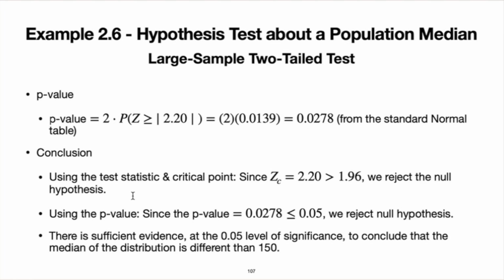All right, so let's state our conclusion. So using the test statistic and the critical point, since z-calc does meet our rejection criteria, since 2.2 is greater than 1.96, we reject the null hypothesis. Alternatively, we could utilize the p-value, and since the p-value, 0.0278, is less than or equal to 0.05, again, we reject the null hypothesis. And so in this problem, we would say that there is sufficient evidence at the 0.05 level of significance to conclude that the median of the distribution is something different than 150.